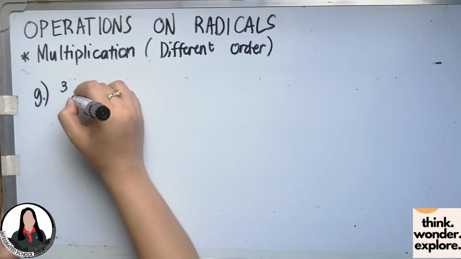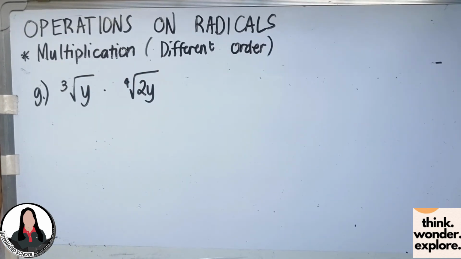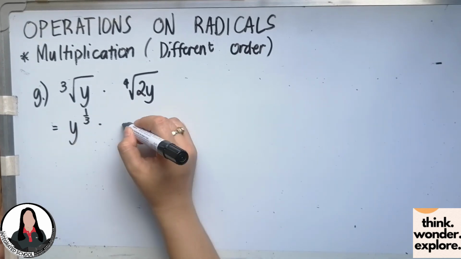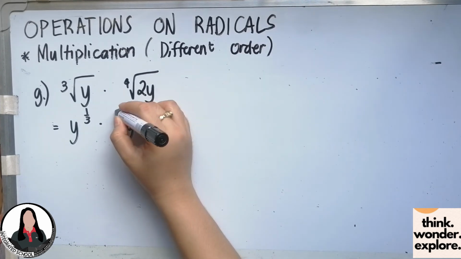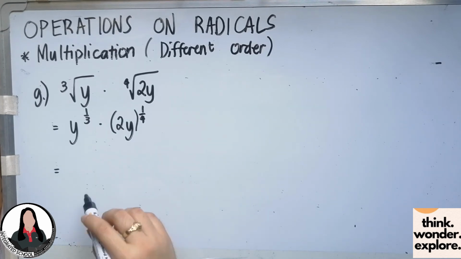Another example, we have the cube root of y times the 4th root of 2y. Unlike sa example natin kanina, wala na tayong pwedeng i-reduce dyan gamit ang index. So, let us proceed with rewriting it sa kanyang exponential form. So, this will become y raised to 1/3 times 2y raised to 1/4. Now, since 2y ay nasa loob ng radical expression, ibig sabihin we have to use a parenthesis indicating na ang 2 and y ay magkasama sa loob ng radical expression. Now, let us get the LCM of the exponents of the two factors. The LCM of 3 and 4 is 12.